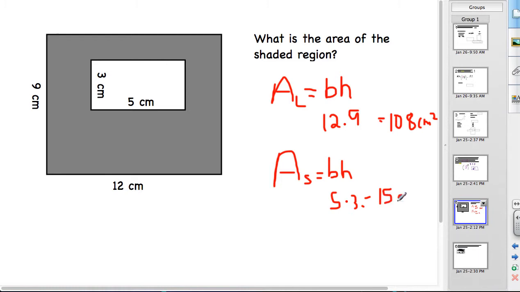To find the area of just the shaded portion, we take the area of the big one minus the area of the small one. So we take 108 minus 15. Well, 8 minus 5 is 3, 10 minus 1 is 9. So as you see here, the area of the shaded region is 93 square centimeters.